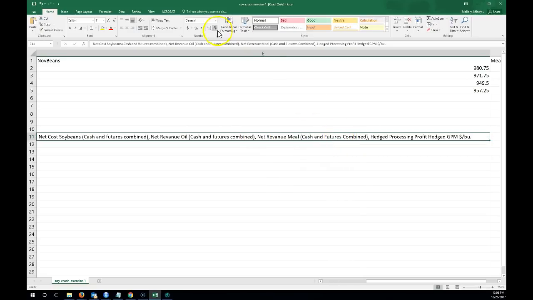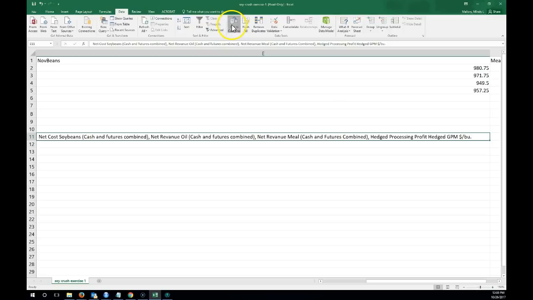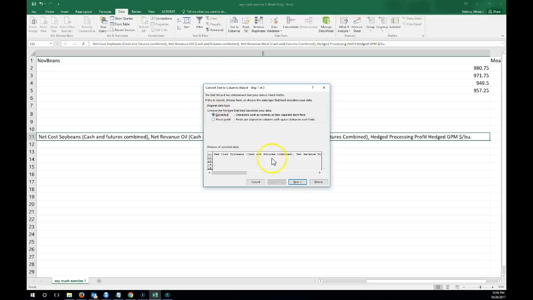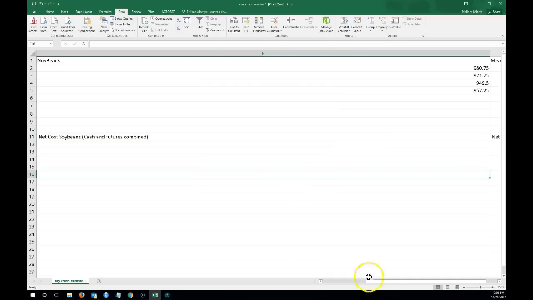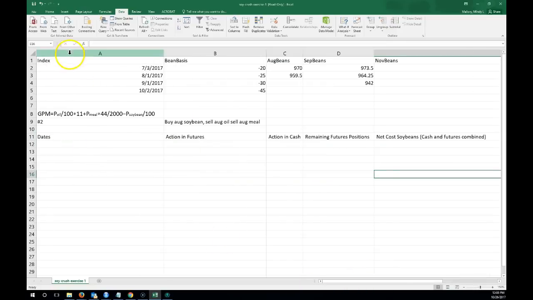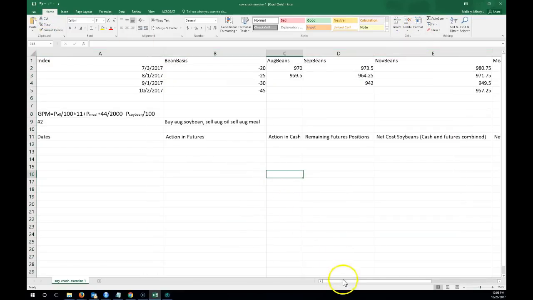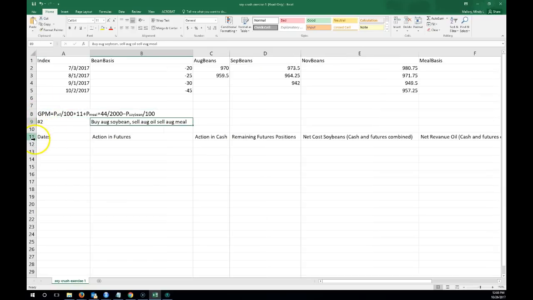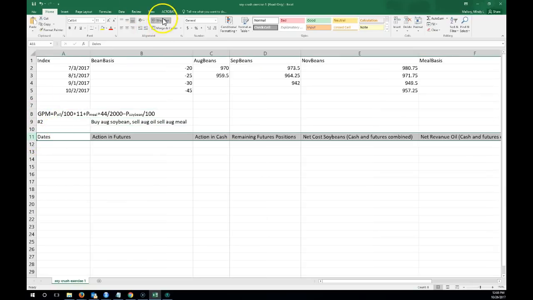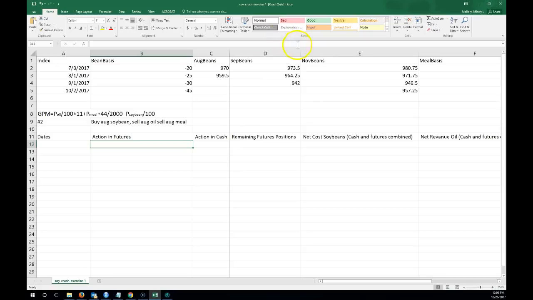Okay. Data, text to columns, delimited, comma. Looks like it's working. Now let's make these columns a little less ugly. Home, format, auto fit column width. It's a little better. Okay, that'll do. And we can get a little bit better if we choose this wrap text, and then we can squeeze these guys.